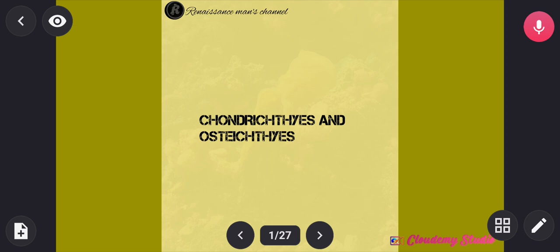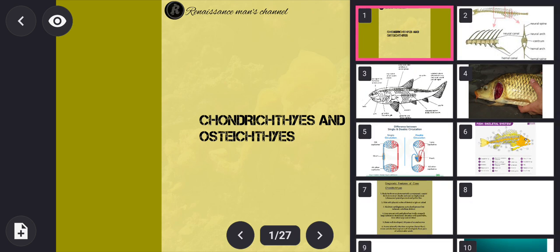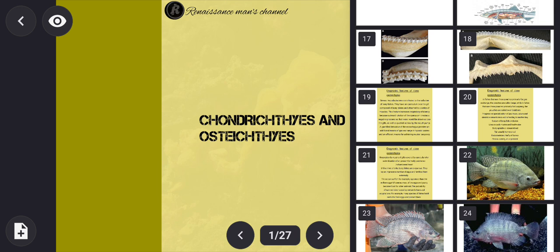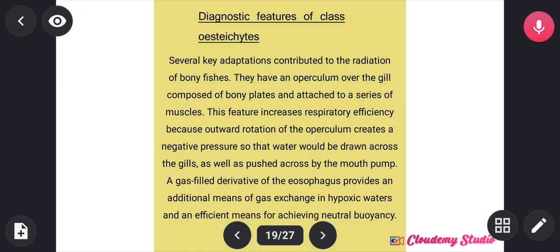So let us get into this class now. Osteichthyes, which is the bony fishes. So we have several key adaptations contributing to the radiation of bony fishes. They have an operculum over the gills, which is a bony plate attached to a series of muscles, and it covers the what? It covers the gills.